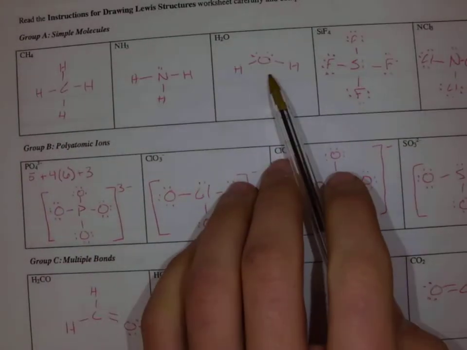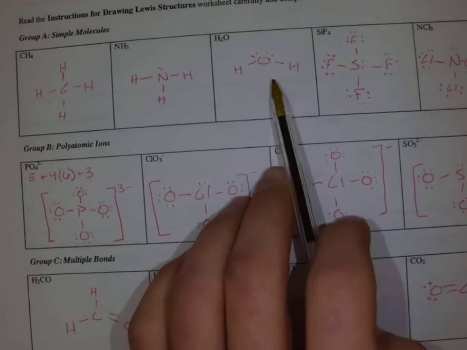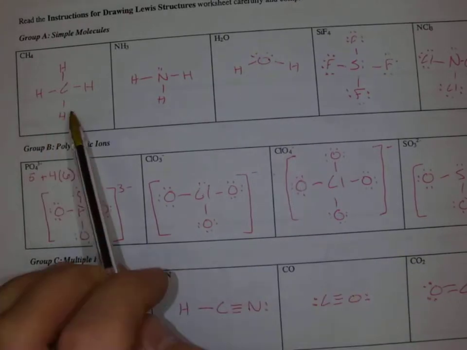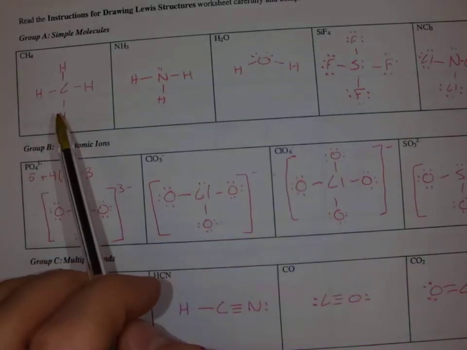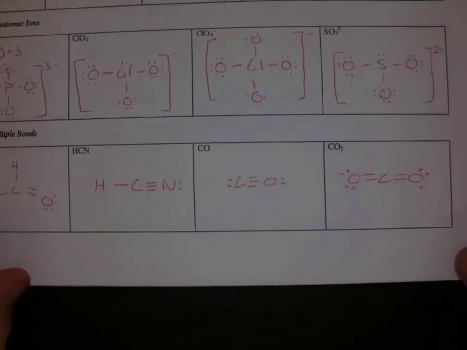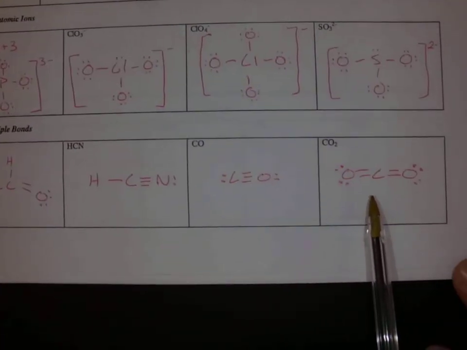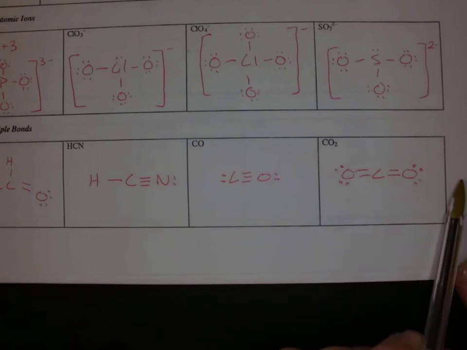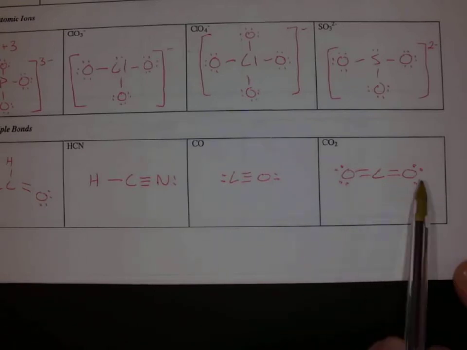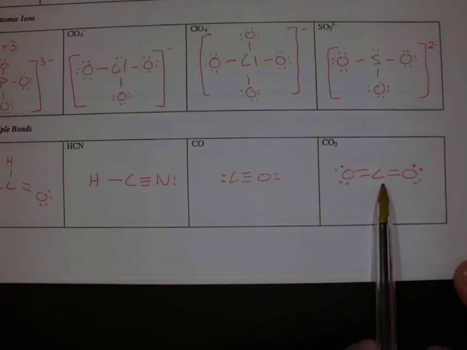Conversely, water here is H2O. It's a liquid at room temperature, and we can get lots of things to dissolve in it. So we have very different properties between CH4 and water. Same idea if we come down here to CO2. CO2 has very different properties. It's a gas at room temperature. If we blow CO2 across a flame, it's going to blow that gas out.